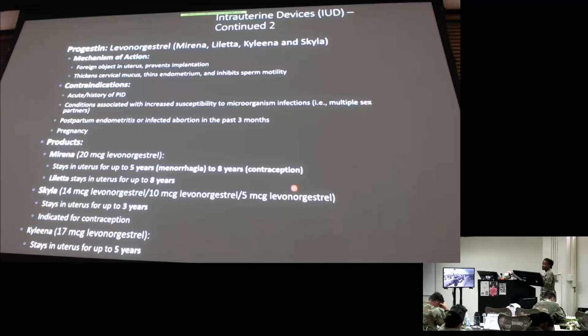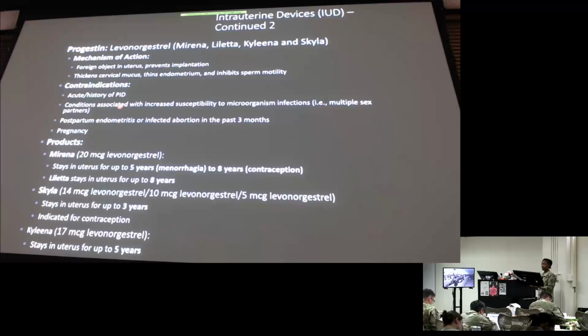Your levonorgestrel, which is progestin, you have Mirena, Liletta, Kyleena, and Skyla. When you're looking at this mechanism, essentially the same exact thing, right? Placed in the uterus, therefore I can't have that implantation happen with that egg in the sperm once it is fertilized. And then again, making the vagina inhabitable, okay? Contraindications look the same as any of those other things that we were talking about, any of our other devices like our copper device that we were talking about.